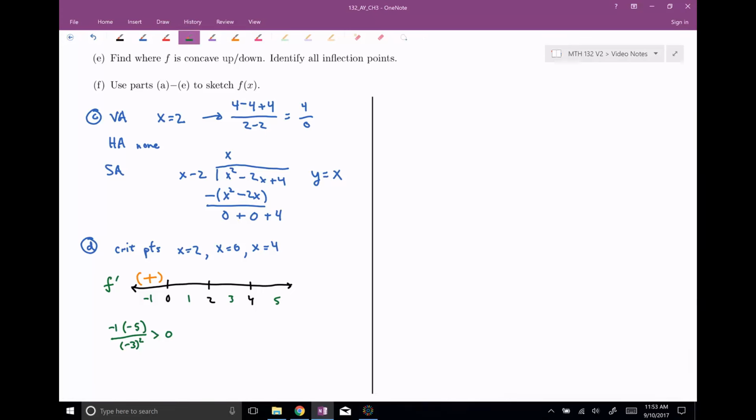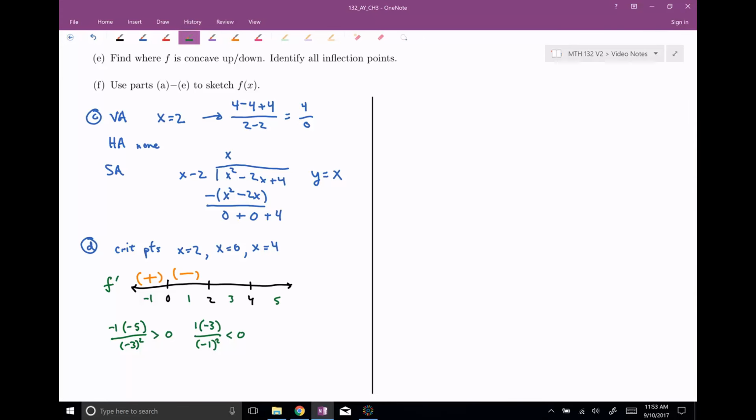Now, how about if I was to plug in 1? If I was to plug in 1, I would have 1 times 1 minus 4 would be negative 3. And then in the denominator, I'd have 1 minus 2, that'd be negative 1, but it needs to be squared. So in the numerator, I have negative. In the denominator, I have positive. So I have negative divided by positive. That's going to be negative. So here we have negative.